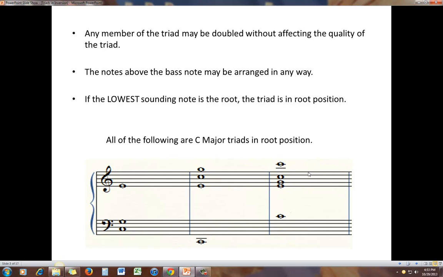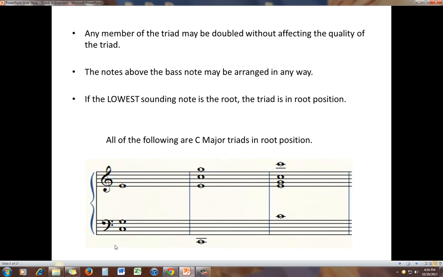Any member of a triad may be doubled without affecting the quality of the triad. In other words, you can have more than one root, you can have more than one third, you can have more than one fifth. The notes above the bass note can be arranged in any way. And if the lowest sounding note, in other words the bass, is the root, this triad is in root position.